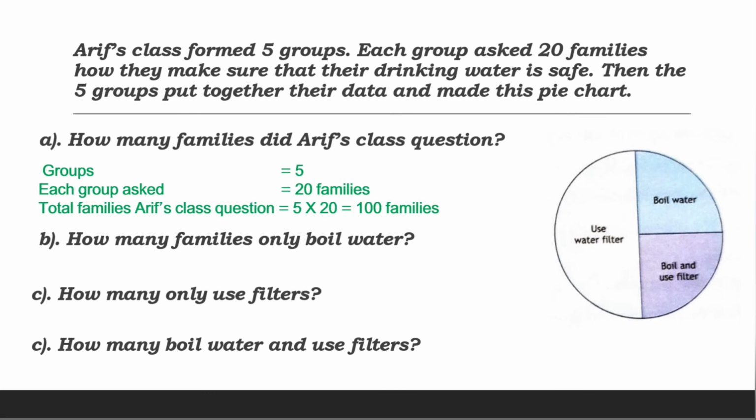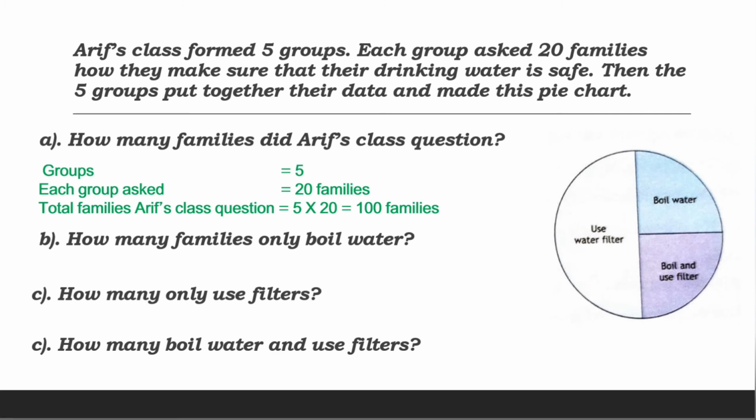So in this we will write first of all the total number of groups is equivalent to 5 and each group asks 20 families. So if we have to find the total families Arif's class questioned, it will come to 5 multiplied by 20, which is equivalent to 100 families.